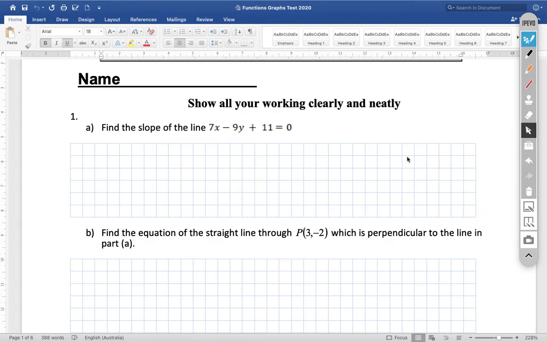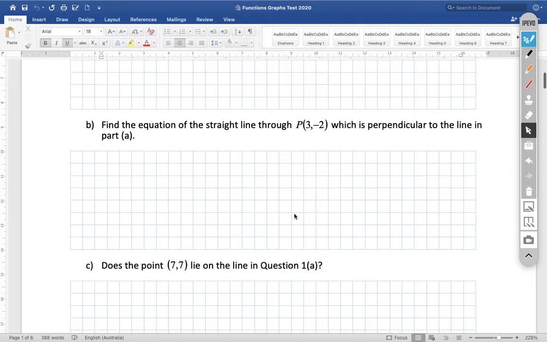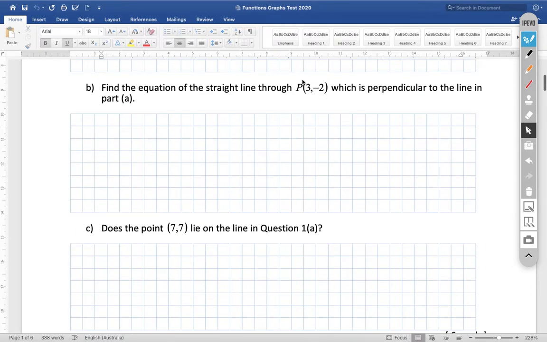Let's scroll down. Find the equation of the straight line through this point, x is 3, y is minus 2, which is perpendicular to the line in part A. Right, the gradient in part A was 7/9. The perpendicular gradient is minus 9 on 7. So we are flipping the 7/9 and we are whacking on a minus. Perpendicular, make sure you read the question carefully.